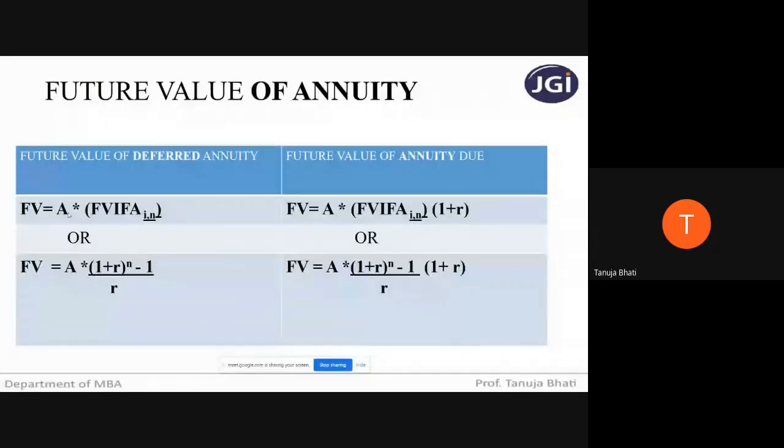So I've written FV, that is the future value, equals A. A is the equal amount of cash flow, that is 15,000 in our example, into the future value annuity factor. Now, how do you calculate the future value annuity factor? Students, annuity is not a single payment. It is multiple payments or multiple receipts of cash flow. Therefore, for this, you have to use the table. Now, how are you going to use the table? Let me explain.